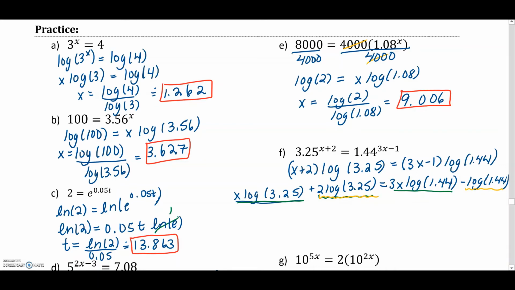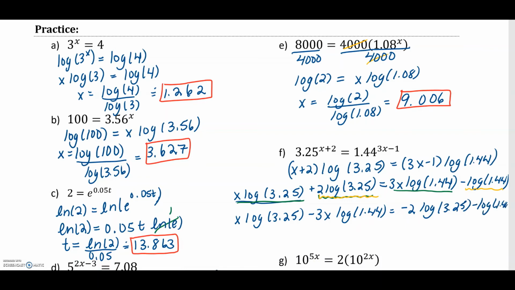Bringing both terms with an x to the left-hand side of the equation, we get x log 3.25 minus 3x times log of 1.44, and everything else to the other side of the equation, we get minus 2 log of 3.25 minus log of 1.44.